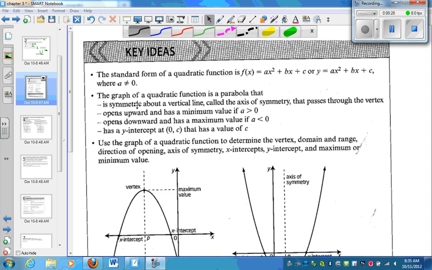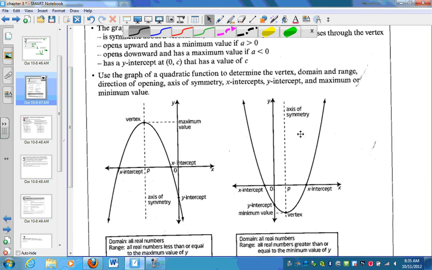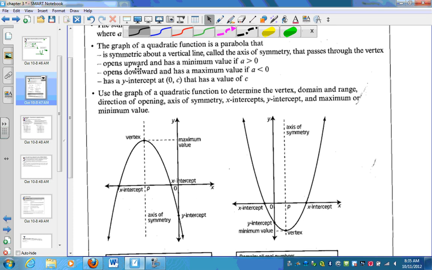The graph of a quadratic function is a parabola. We saw that before. It is symmetrical about a vertical line called the axis of symmetry. So here you can see that axis of symmetry in either of these. It's like it cuts it exactly in half. It opens upwards and has a minimum value if a is greater than 0. So here it's upwards, so a must be greater than 0. So this is its minimum value. Its y value is its minimum. It opens downward and has a maximum if a is less than 0. So here it is downwards, and that's its maximum value of y.